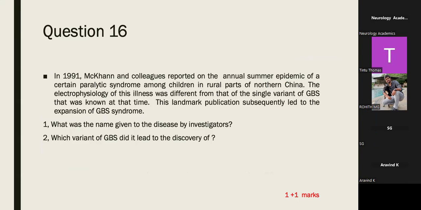Question 16. In 1991, McKhann and colleagues reported on the annual summer epidemic of a certain paralytic syndrome among children in rural parts of northern China. The electrophysiology of this illness was different from that of the single variant of GBS that was known at that time. This landmark publication subsequently led to the expansion of the GBS syndrome. Questions are: what was the name given to the disease by the investigators? And which variant of GBS did it lead to the discovery of?